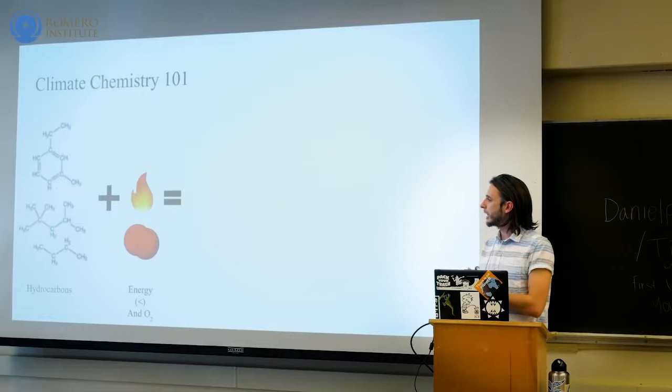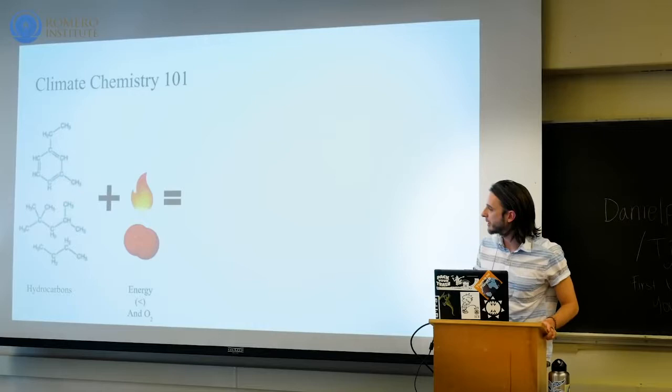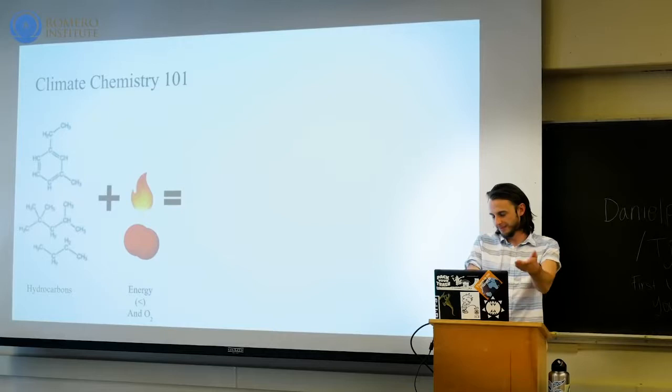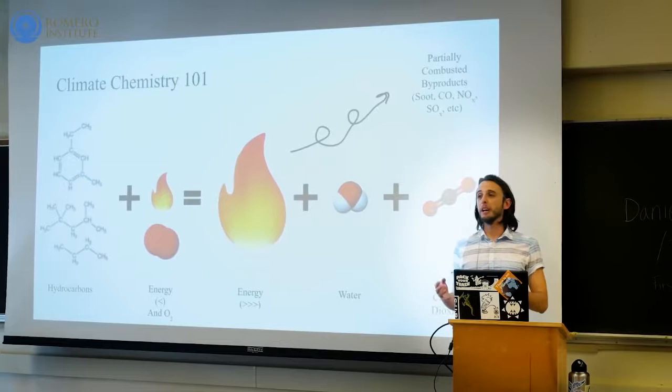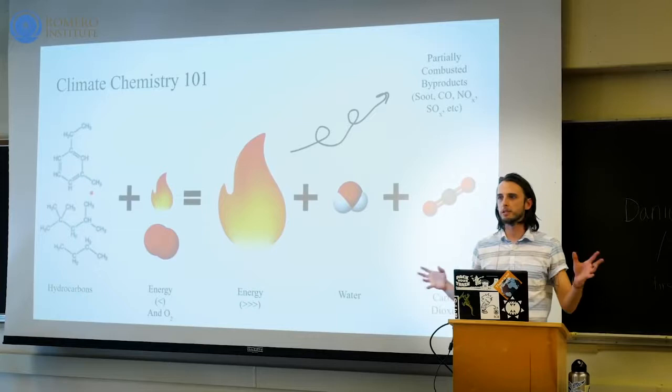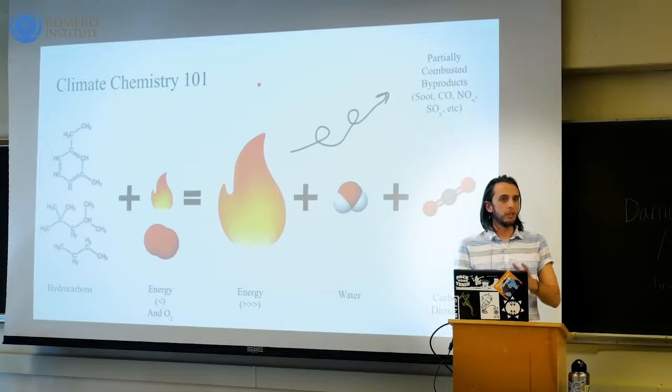Can anybody tell me what happens when you combust hydrocarbons with a little bit of energy and oxygen? CO2 and water and a lot more energy and a little bit of other stuff, like partially combusted byproducts. But an inevitable consequence of the burning of hydrocarbons, which are some of the components of gasoline, is that as you burn gasoline, you release carbon dioxide. Gasoline is just a cocktail of a bunch of nasty stuff.